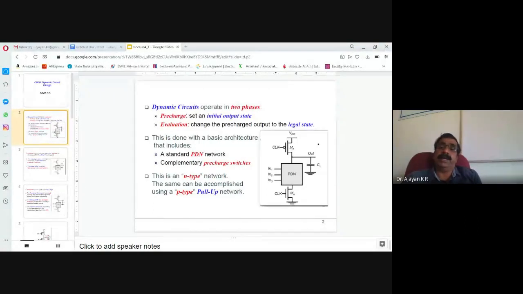Here, we have a PMOS that is for clocking, and an NMOS that is for clocking, and we have the pull-down network. So how the circuit will perform is something like this.